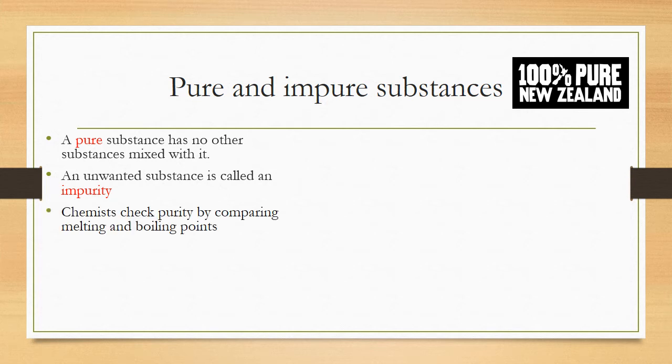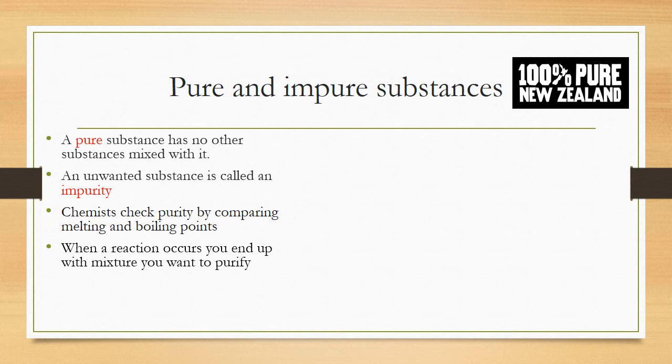And chemists check purity by comparing melting and boiling points. So pure water, for example, will boil at exactly 100 degrees Celsius, and pure water will also melt at 0 degrees Celsius. So if the melting point or the boiling point is different, then it means that the water is probably not pure.